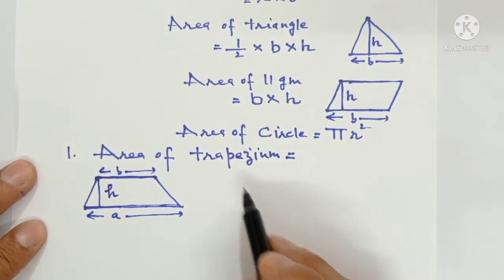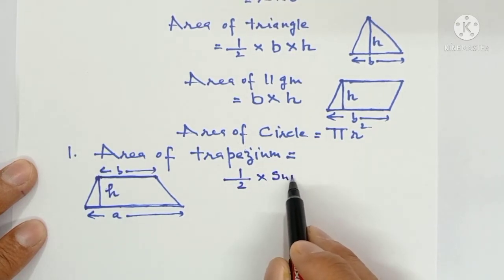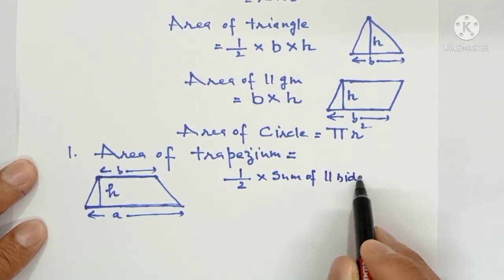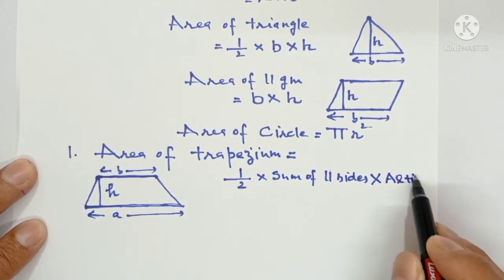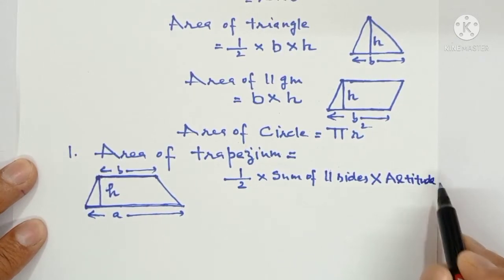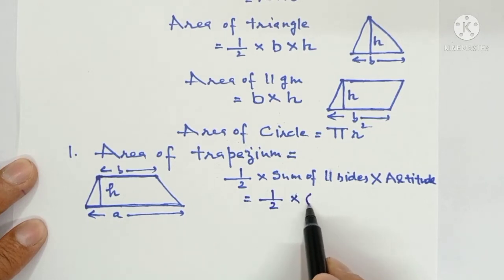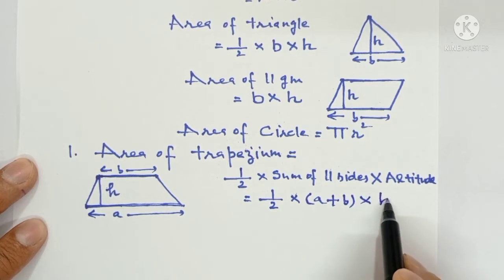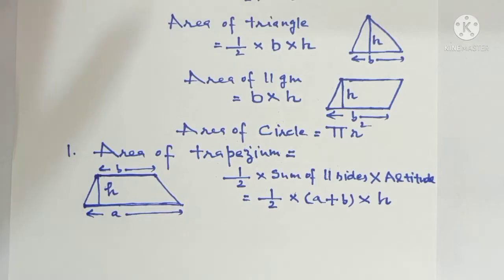So the formula of area of trapezium is 1 by 2 into sum of parallel sides into altitude. Another name of altitude is height. So it is equal to 1 by 2 into (A plus B), sum of parallel sides, into height. This is the formula of area of trapezium.